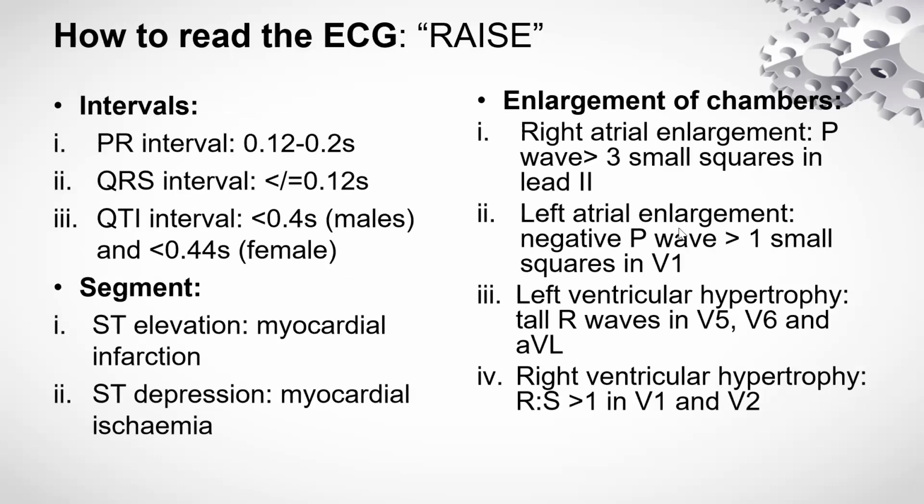So the second thing you're going to look at is the intervals, and we're looking at three different intervals. You want to look at the PR interval. It should be between 0.12 seconds, 120 milliseconds, to 200 milliseconds. Then you have the QRS interval, which should be less than or equal to 0.12 seconds. Then the QT interval, like we mentioned before. You look at the intervals and determine whether they are normal or abnormal.